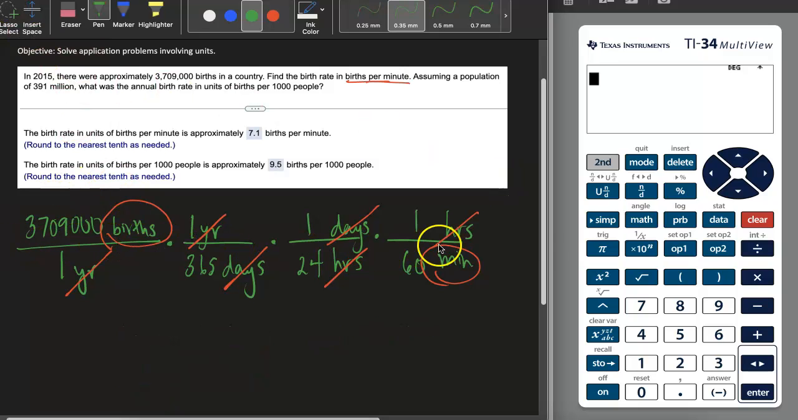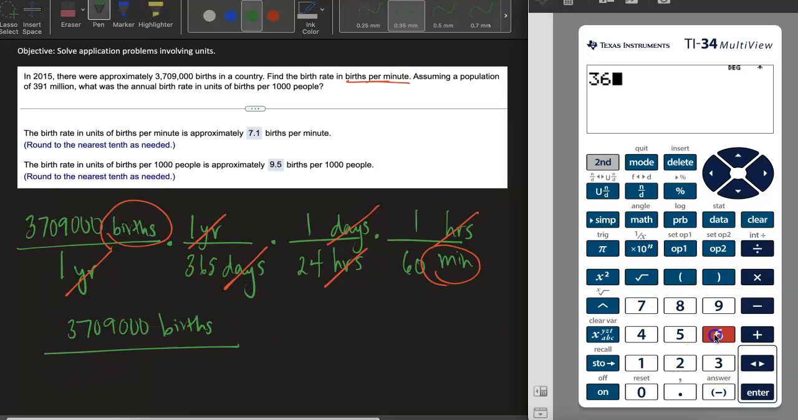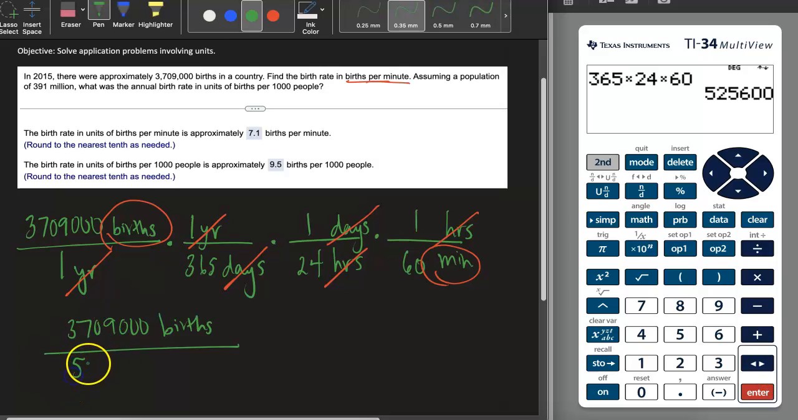So we are multiplying fractions. I just want to multiply these numerators straight across. This large number, what is that, 3 million something, times 1 times 1 times 1 is the exact same number. And I keep that unit, births. In the denominator, I'm multiplying 1 times 365 times 24 times 60. I can do that over here in my calculator real quick. Okay, and this is the number I get in the denominator. The units left here are minutes.